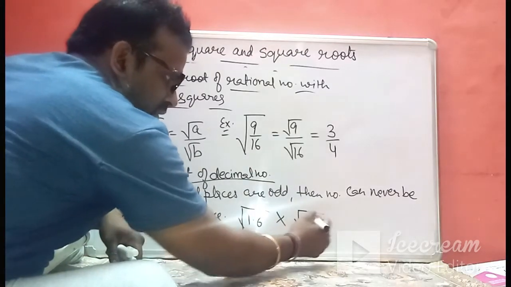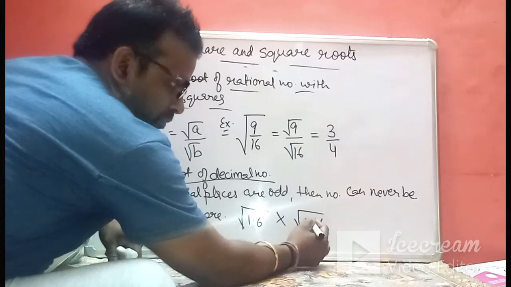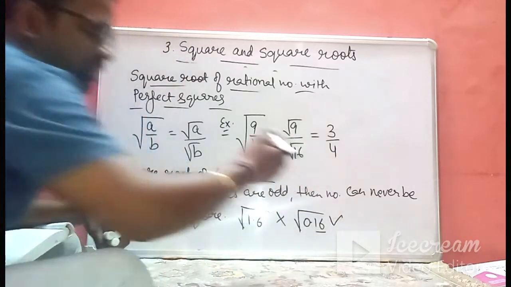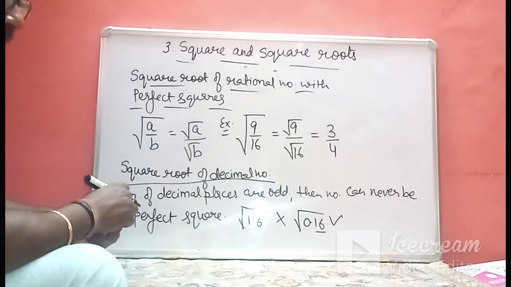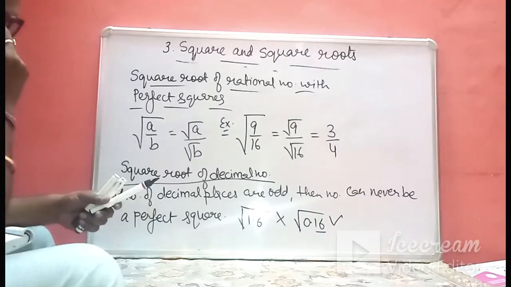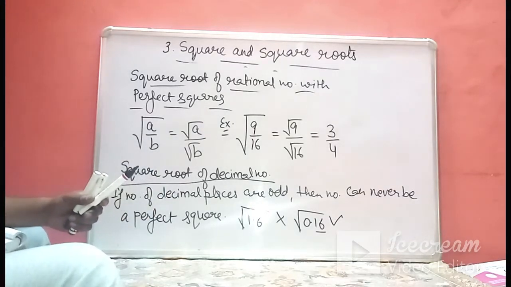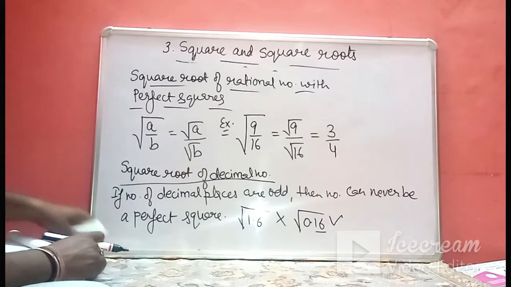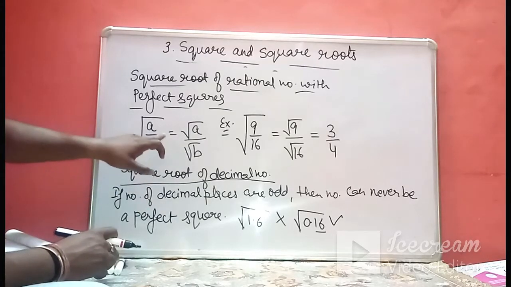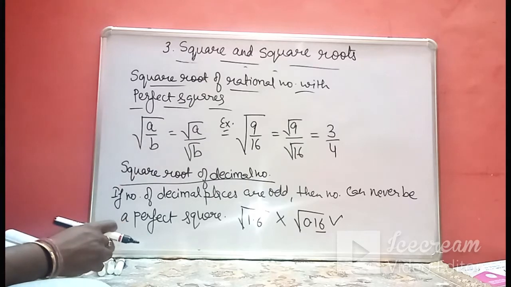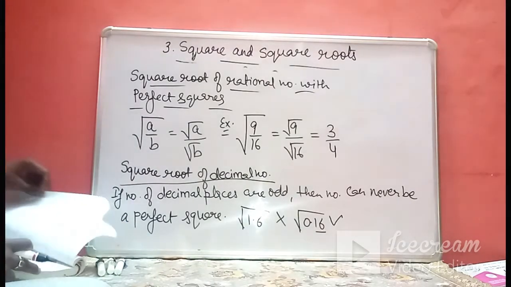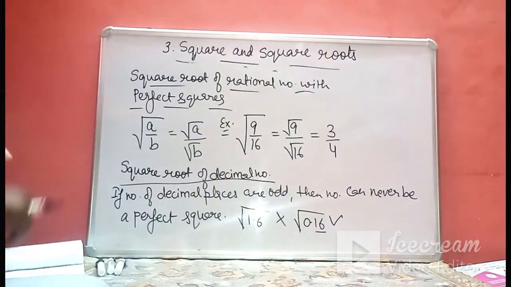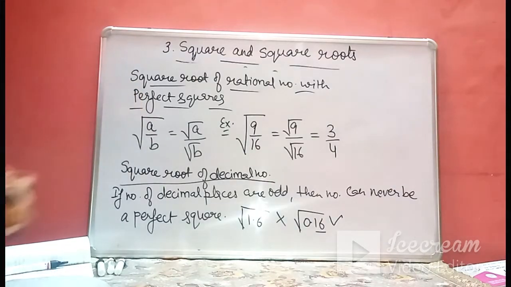And suppose I write 0.16, so after the decimal how many places are there? Two places are there, so it may or may not be a perfect square. So whenever you want to calculate the square root of decimal numbers, we will convert that decimal number into a rational number, then we will calculate the square root as usual. With this, let's do some questions of exercise 3.3 so that you can understand it better. Okay, so let's see a few questions.